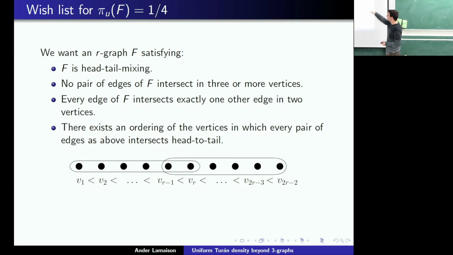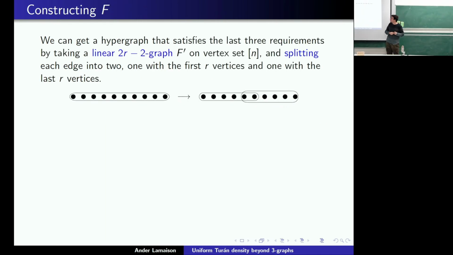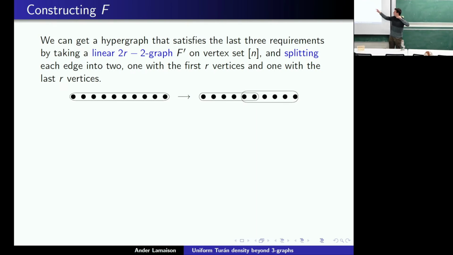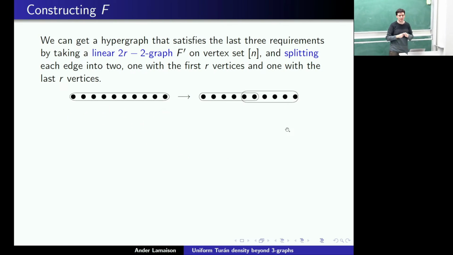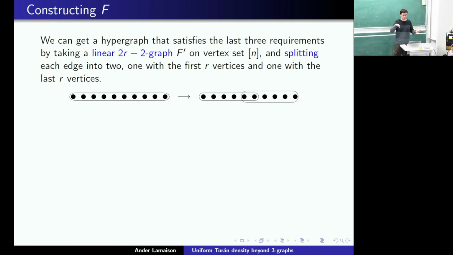Well, satisfying the last 3 conditions at the same time is very easy. There's a very easy way of constructing hypergraphs that satisfy them. If you essentially merge each copy of this into a single edge, now every edge will have size 2r-2, and it will be a linear hypergraph, meaning that any pair of edges intersect in at most one vertex. So we can reverse this process. We can start with a linear 2R minus 2 uniform hypergraph, take a fixed ordering of the vertex set, and just split each edge into the first R vertices and the last R vertices.